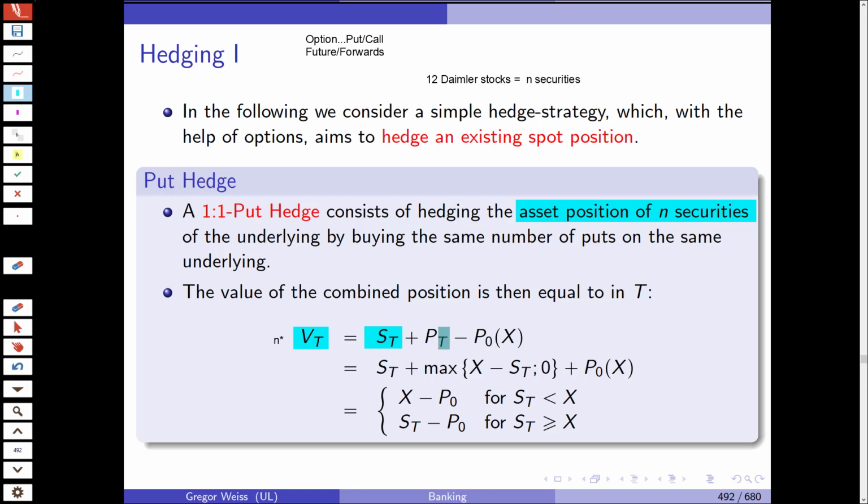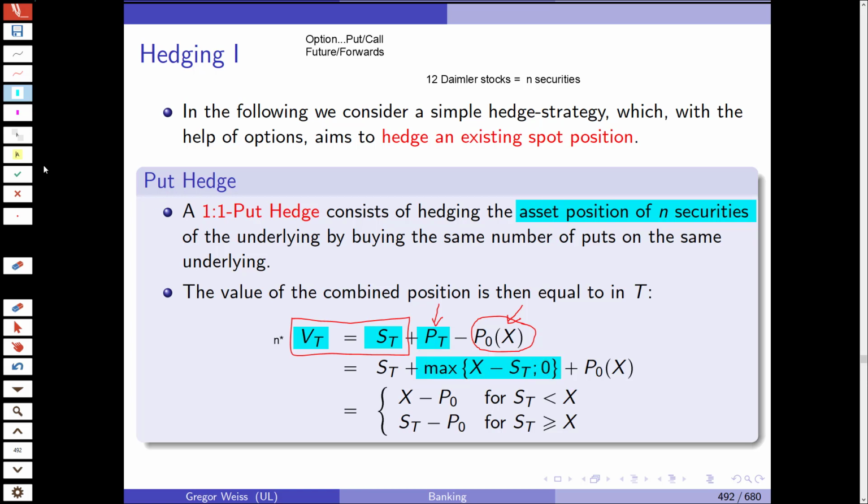We get the price and the value of the put at time T. And we have bought the put at time 0, so we have to subtract the price of the put. If we had no option at all, if we had no hedge, our value would simply be the stock price. But we are now adding the put, so we have to buy the put, and we can then see what the put is worth. The put is worth the maximum of X minus ST.